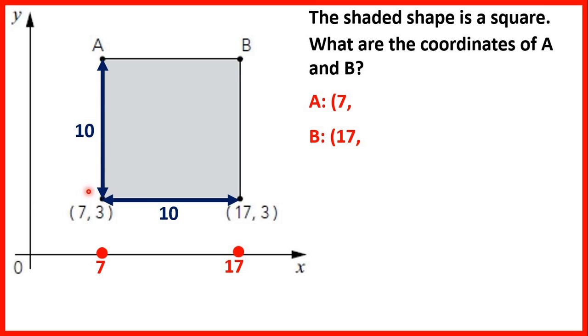So we know that the y-coordinate here is 3, because the y-coordinate for this point is 3 and for this point is 3 as well. So if we go up 10, we get 13 as our y-coordinate for A and B, because 3 plus 10 is 13. So the coordinates for point A are 7, 13, and the coordinates for B are 17, 13.